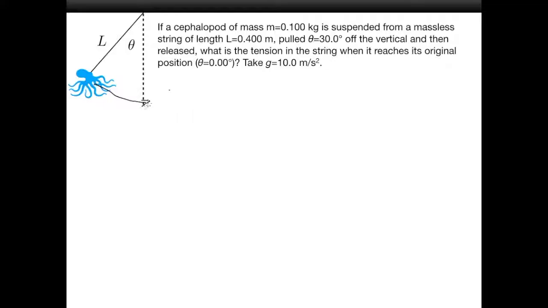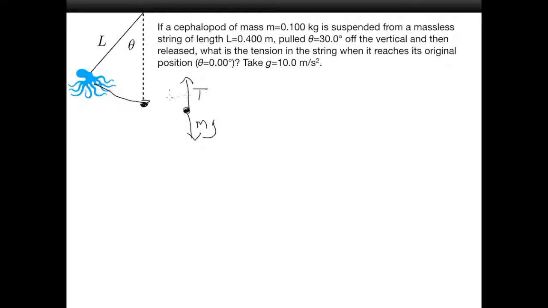What I want to do is consider the forces at this point where it's swinging past the angle equals zero. So if I draw a free body diagram for the cephalopod at that point, I get two forces. There's a tension and a weight going down, mg.